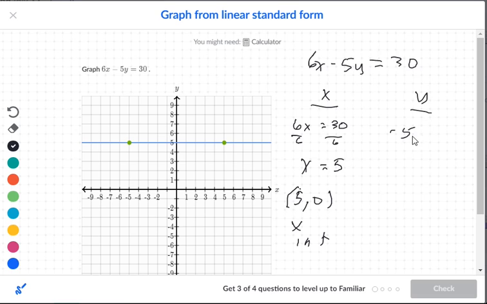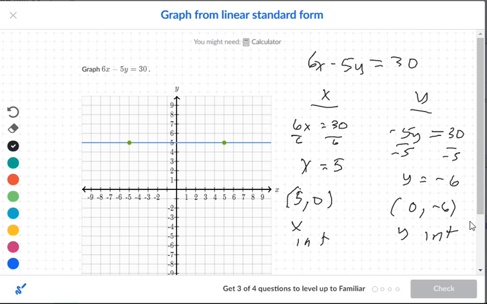Okay, now we're going to work with the y. So we're going to say negative 5y is equal to 30. We divide by negative 5, and we find that y is equal to negative 6. So now we're going to put this as a point. This is going to be 0, negative 6, because this is the y-intercept.